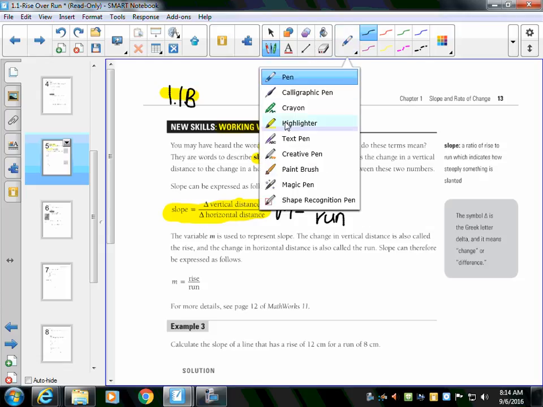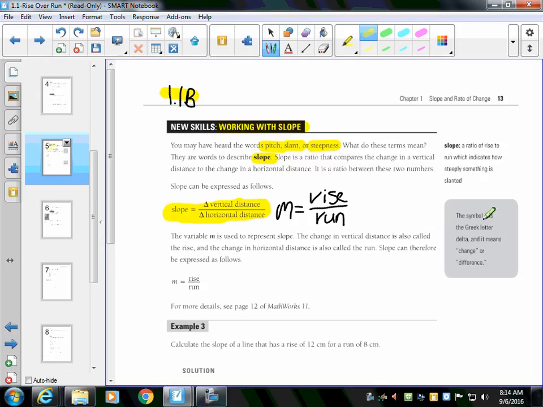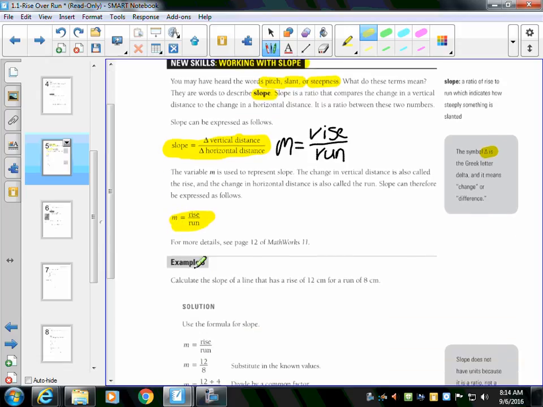Okay, so the slope is calculated out of rise over run. If you're not too sure, sometimes formulas use this delta symbol, which is basically a triangle. It means change or difference. So the slope is equal to rise over run.